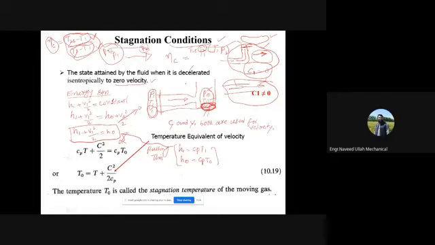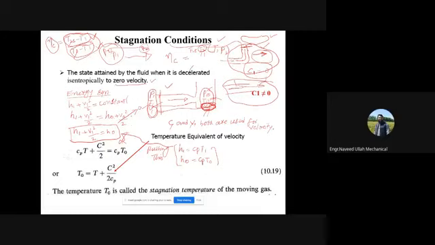So this is your energy equation. What is the energy equation? Energy at the inlet, H1 plus V1 squared by 2, is equal to a constant. So energy at this section will be equal to energy at any other section. This is conservation of energy. So H1 plus V1 squared by 2 is equal to H0 plus V0 squared by 2.